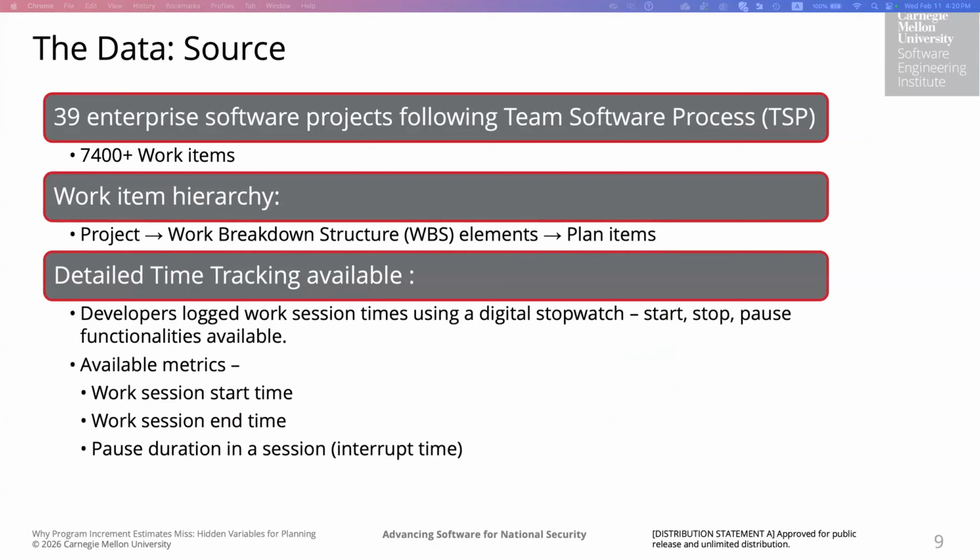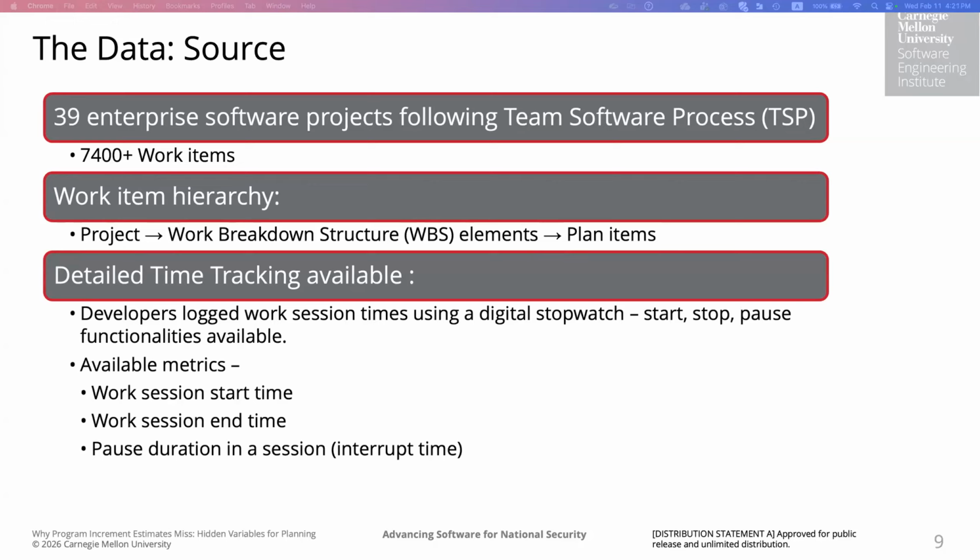In total, we have over 7,400 work items. These work items are organized in a hierarchy. At the top level, we have the project, which is decomposed into something called work breakdown structure elements, which are similar to Jira issues in a typical development process. Each of these WBS elements is further broken down into something called plan items, which are like individual subtasks. We do have detailed time tracking data for all of these projects, as I mentioned earlier.